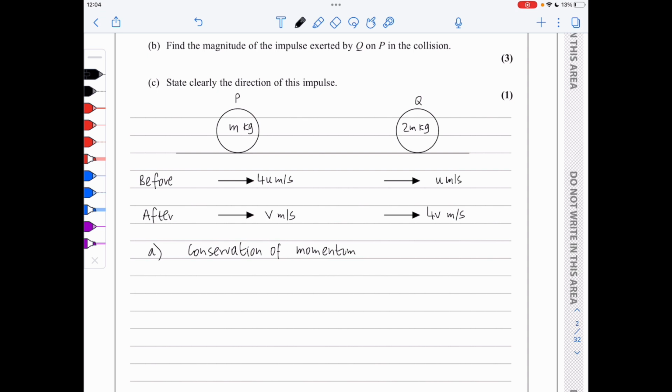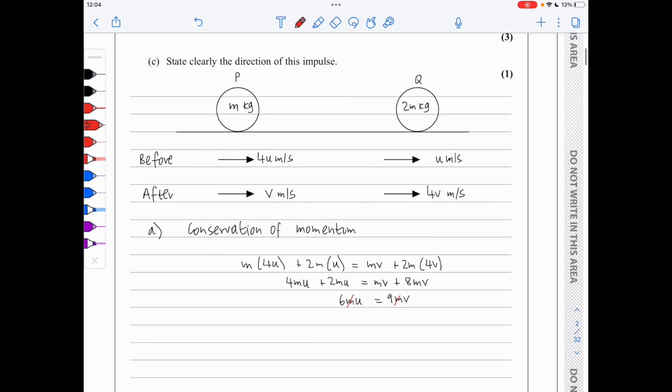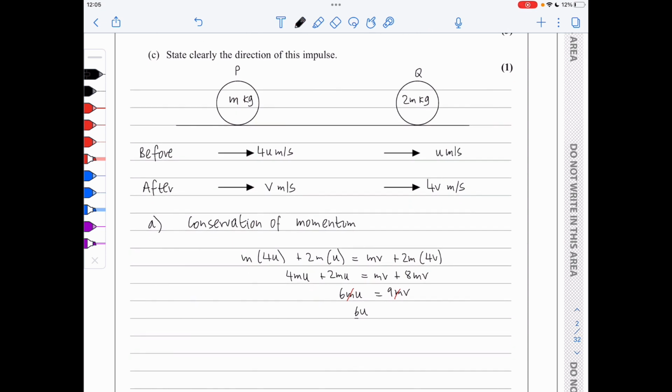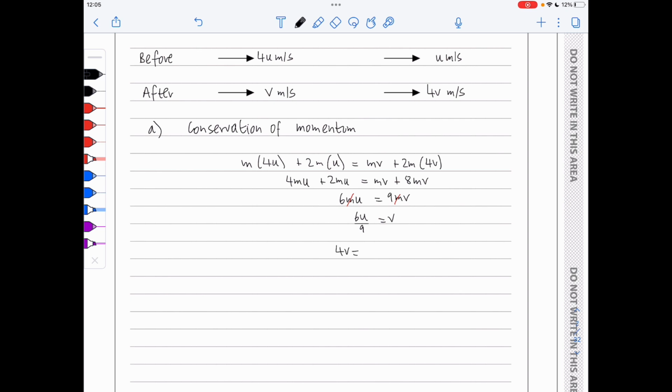So the momentum before the collision was m times 4u plus 2m times u, and this is equal to mv plus 2m times 4v. So we have that 4mu plus 2mu is mv plus 8mv, leading to 6mu being 9mv. Now the m cancels out, and we get that v is 6u over 9. We are after the speed of Q immediately after the collision, so we want to find 4v, and therefore we get that 4v is 4 times 6u over 9, which simplifies to 8u over 3 meters per second.